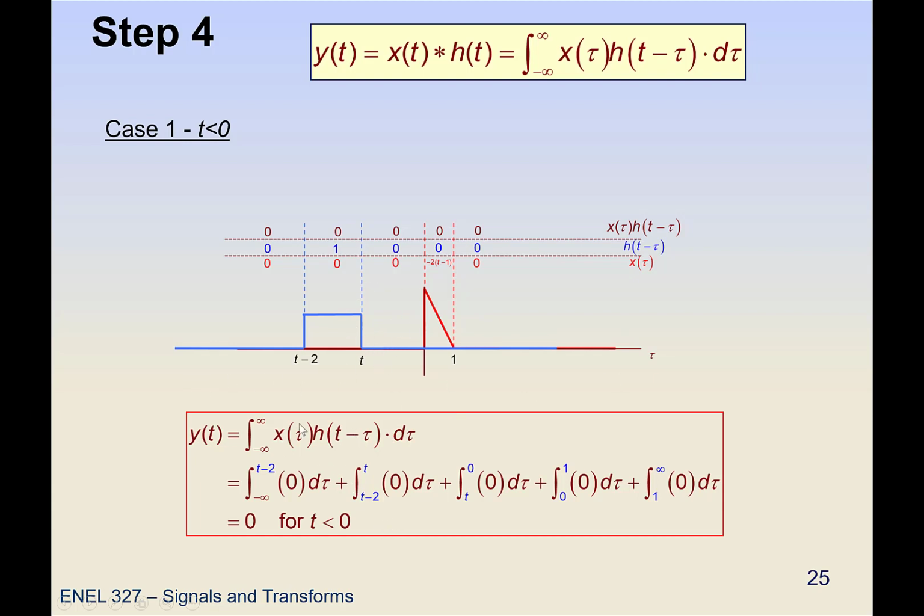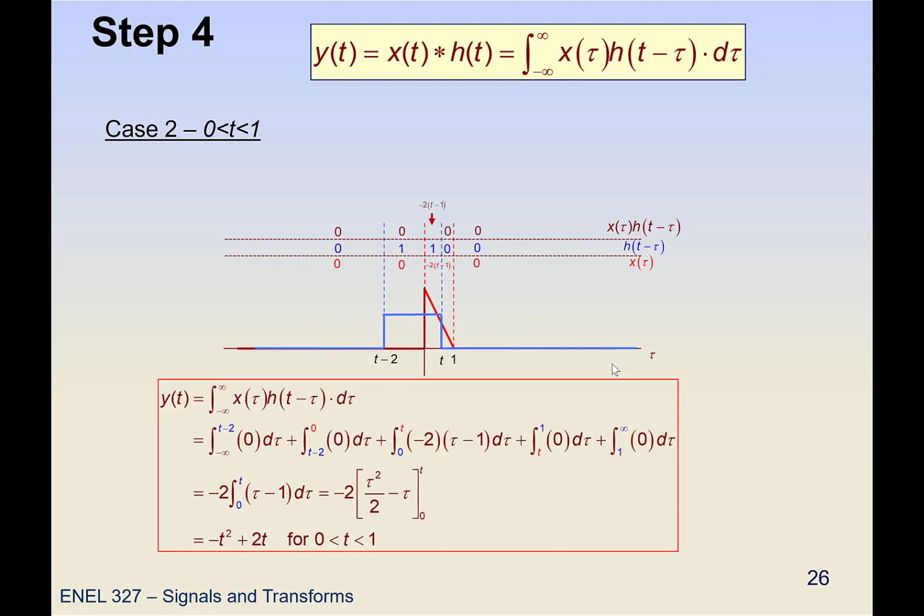But let's take a look at it exactly and notice that I've broken this up into 5 pieces, one for each of these zones here. And I'm looking at the integral from minus infinity to t minus 2, and then t minus 2 to t, and then t to 0, 0 to 1, and 1 to infinity. So I've got all 5 of those integrals, but in this case we have 0, 0, 0, 0, and 0, and so the total is 0. And so for the output, for any t less than 0, the output is going to be 0.